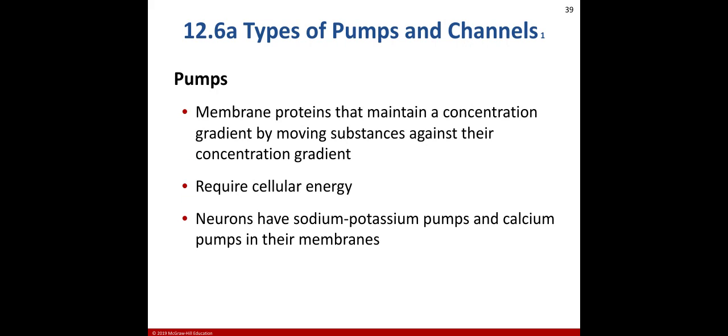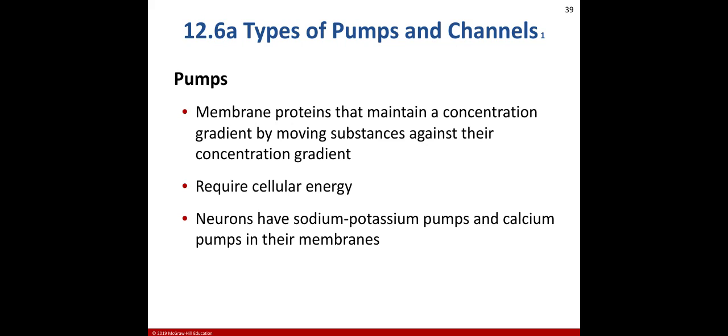Okay, we are going to switch gears almost entirely to talk about pumps and channels, so we can finally get into how we're moving our signals through our nerves. So first, pumps. Pumps are membrane proteins that will work to maintain a concentration gradient by moving substances against the concentration gradient. So if there's a lot of calcium or ions or whatever it is outside of a cell, and we still want to get more outside, we need a pump. A pump will put it from inside the cell to outside the cell, against a gradient. This is going to need ATP.